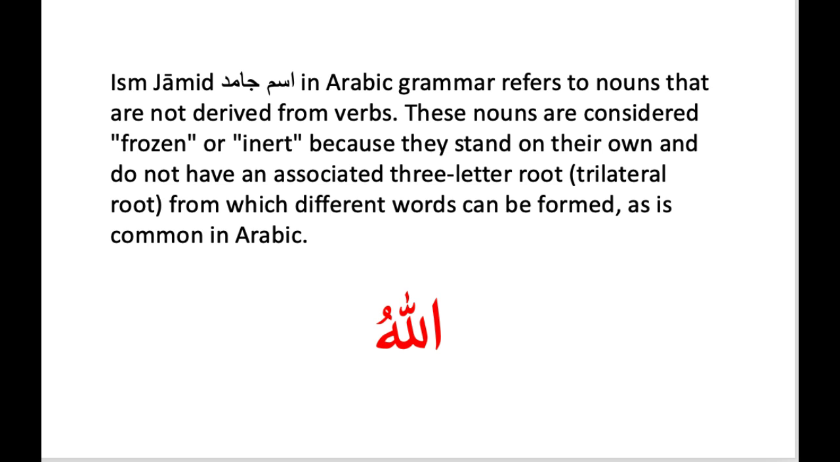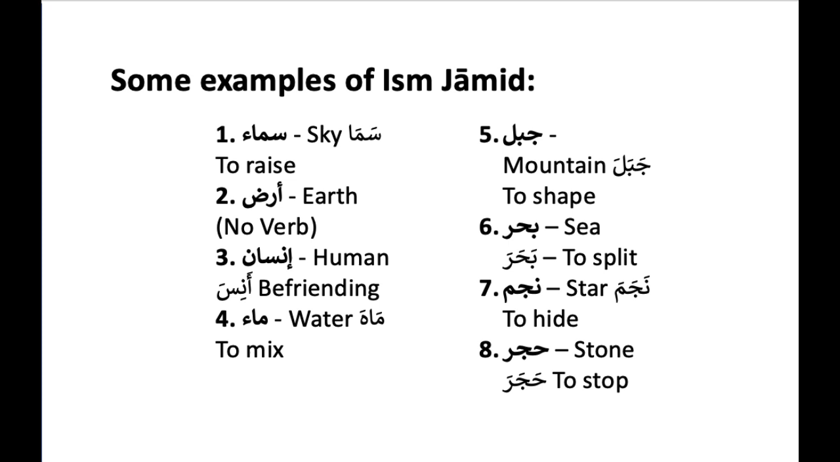Ismul Jamid in Arabic grammar refers to nouns that are not derived from any verbs. These nouns are considered frozen or inert because they stand on their own and do not have an associated three-letter root trilateral verb from which different words can be formed, as is common in Arabic. Examples of Ismul Jamid. Sama'a means sky. The nearest verb to sama'a is sama, which means to raise. No relation between sama and sama'a in terms of their meaning.